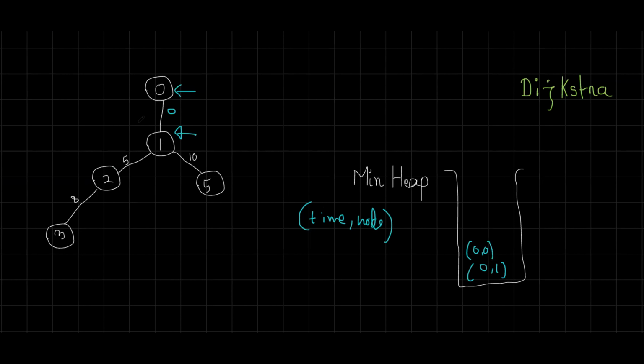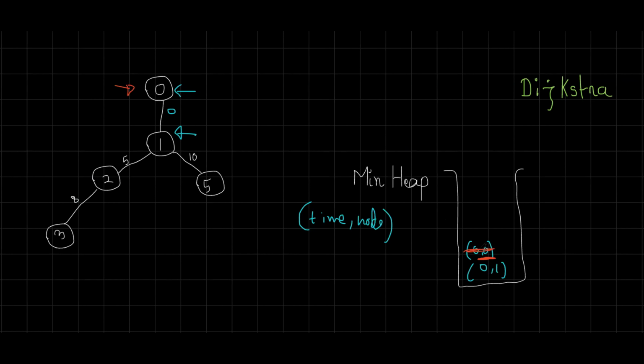Now, what is the top element of the min heap? Which is 0, 0. So here the node is 0. That means this 0 is visited. So here from this 0, it has 1 children, 1. So at first we have to remove it.